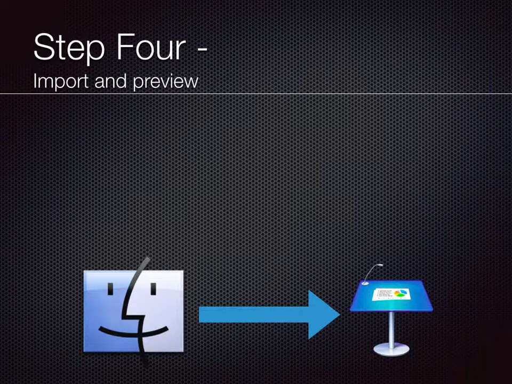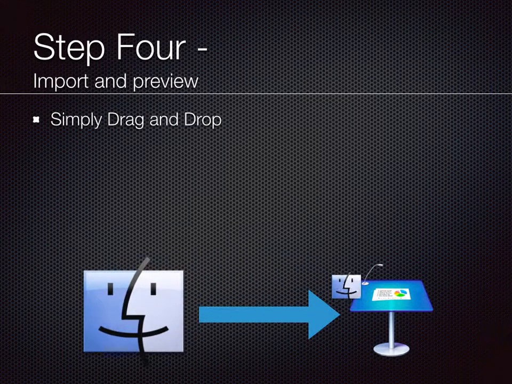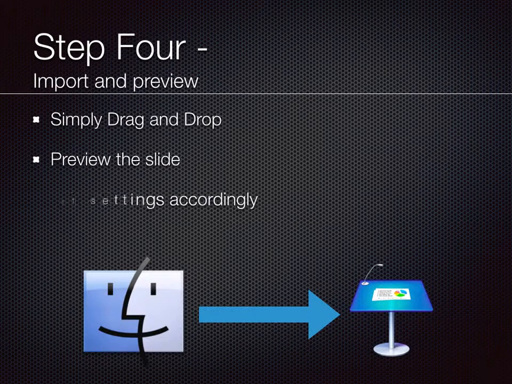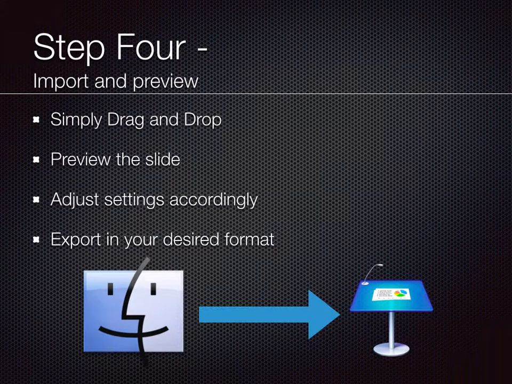In this step, you need to locate the audio file that you've saved in your Finder, and then simply drag and drop it into your Keynote slide. From there, you can preview the slide, you can adjust your settings accordingly, and then, after it's to your liking, you can export your presentation in your desired format, whether that be as a PDF or as images or even as a video. I mean, if you're adding audio, you're going to want it to be a video. And then you can upload it to, say, YouTube.